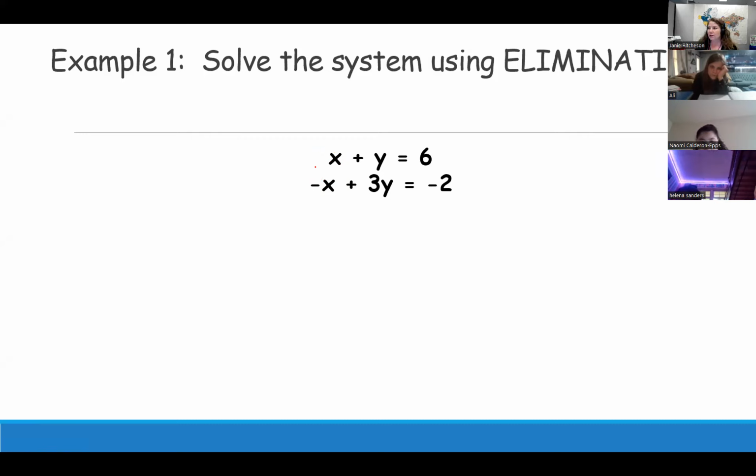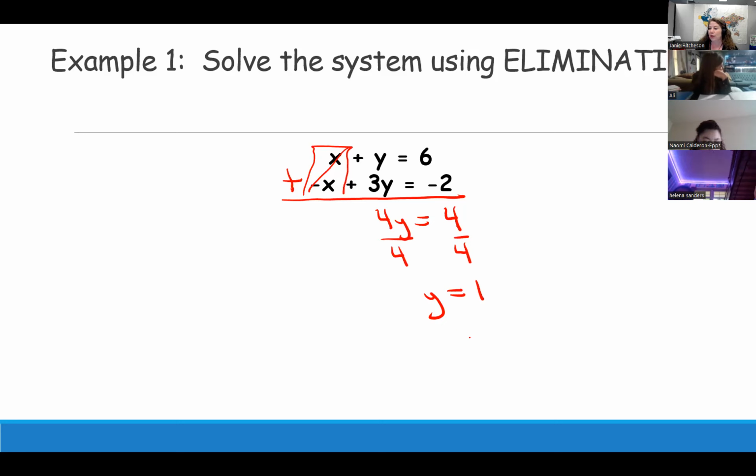All right, so the way this equation is written, if you'll notice, the two x's are opposites. In other words, the x's will eliminate each other, okay? So x combined with negative x goes away. So now we have 1y plus 3y is 4y. 6 combined with negative 2 is 4. And then to solve for y, I'm going to divide both sides by 4. And my y value is equal to 4 divided by 4, which is 1.